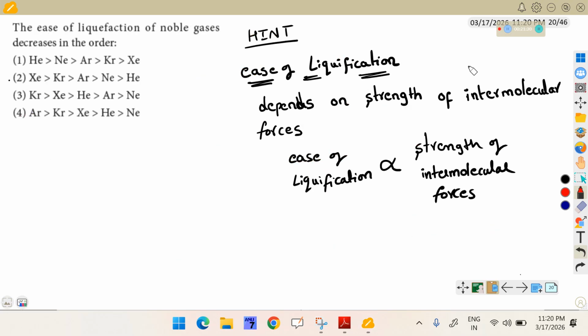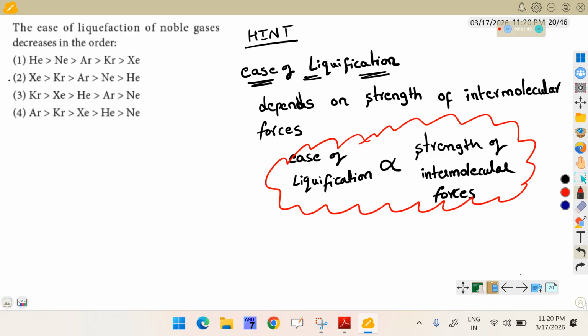The ease of liquefaction of noble gases decreases in the order. Generally, ease of liquefaction depends on strength of intermolecular forces. Ease of liquefaction is directly proportional to strength of intermolecular forces. We know that in case of noble gases, from top to bottom, strength of intermolecular forces increases. That's the reason boiling point also increases from top to bottom in noble gases. So based on that, the second option is the correct option.